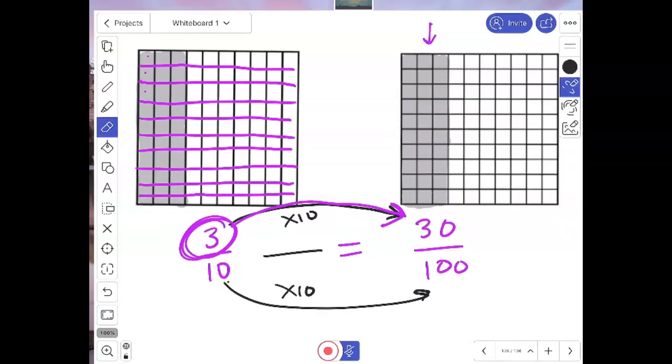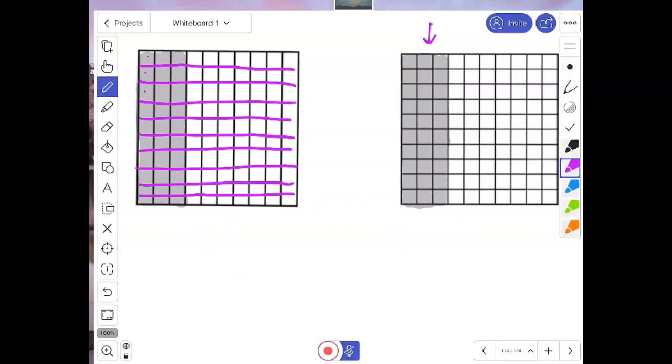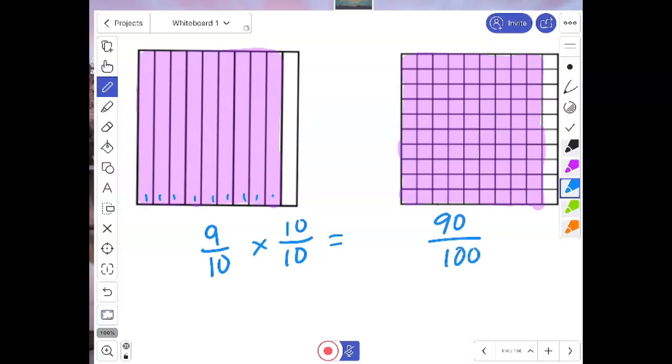So in reality, I'm going to erase all this and show you one more time. I started with 3/10 and I changed it into 30 hundredths. The way I did that is I multiplied by 10 over 10, because 3 times 10 is 30 and 10 times 10 is 100. Let's look at the next one. Here I have 1, 2, 3, 4, 5, 6, 7, 8, 9 tenths. If I multiply that by 10 over 10, I am going to get what I have over here, which is 90 hundredths, because 9 times 10 is 90, and 10 times 10 is 100.